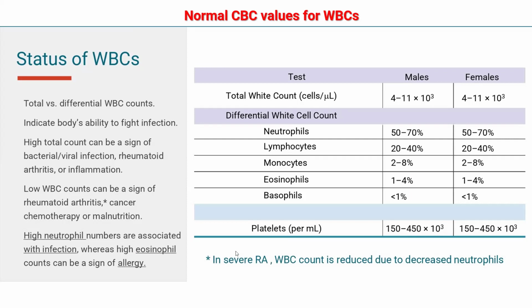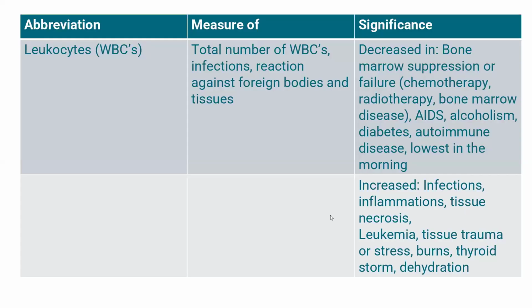In severe rheumatoid arthritis, the white blood cell count is reduced due to decreased neutrophils. So what are leukocytes? Leukocytes is another name for white blood cells. The total number of white blood cells is important. Infections and reactions against foreign bodies and tissues will increase this number.